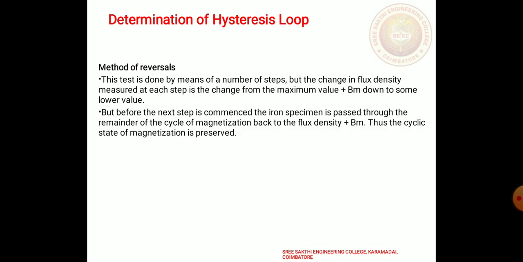Method of reversals. The BH curve produces magnetic flux corresponding to the current at its lowest test value. When the key is opened, the value of flux corresponding to the value of H is measured by reversing the switch S and noting the throw of the galvanometer.